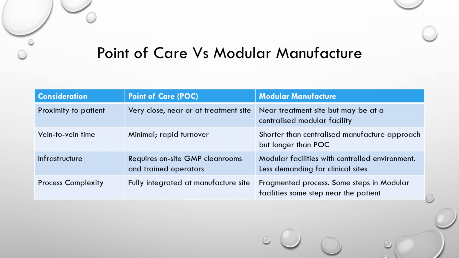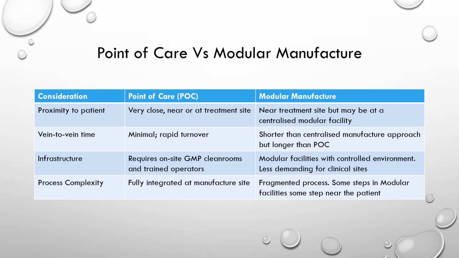The infrastructure: you're required to have GMP clean rooms in order to manufacture these kinds of products, and you would be required to have trained operators. So that's a lot of investment. Whereas for modular manufacture, the facilities are already designed with controlled environments, and it's less demanding for the clinical sites to implement these. So it's built into the modular units.